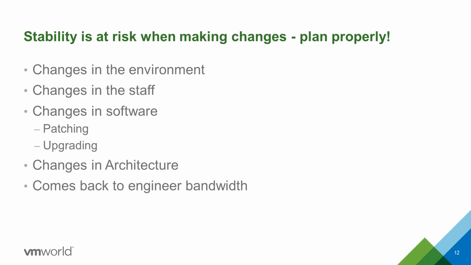Changes in the architecture. Think about what happens if someone says, hey, we're upgrading all domain controllers. And the first question that the VMware admin is going to ask is, are we keeping the same IPs, or is this separate servers? Because we know that DNS is very important in our environment, and we know that DNS is hard-coded in every host and in the vCenter. So we need to understand what the dependencies to our environments are. All of this comes back to engineer bandwidth.